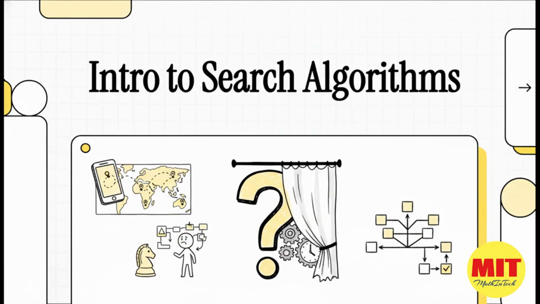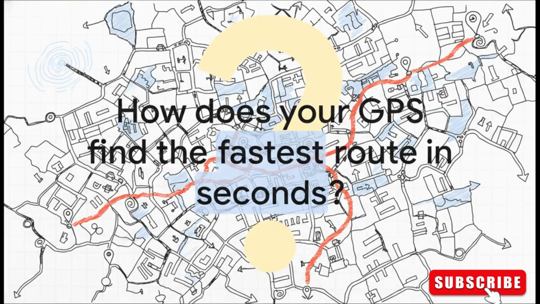So today, we're going to pull back the curtain on how computers think by digging into the fundamentals of something called search algorithms. I mean, really think about it for a second. When you ask your GPS for directions, it doesn't just magically know the answer. It has to figure it out from millions, maybe even billions of possible routes. It has to search for the optimal one. So how on earth does it do that so fast without getting hopelessly lost? That's the exact puzzle we're going to piece together today.